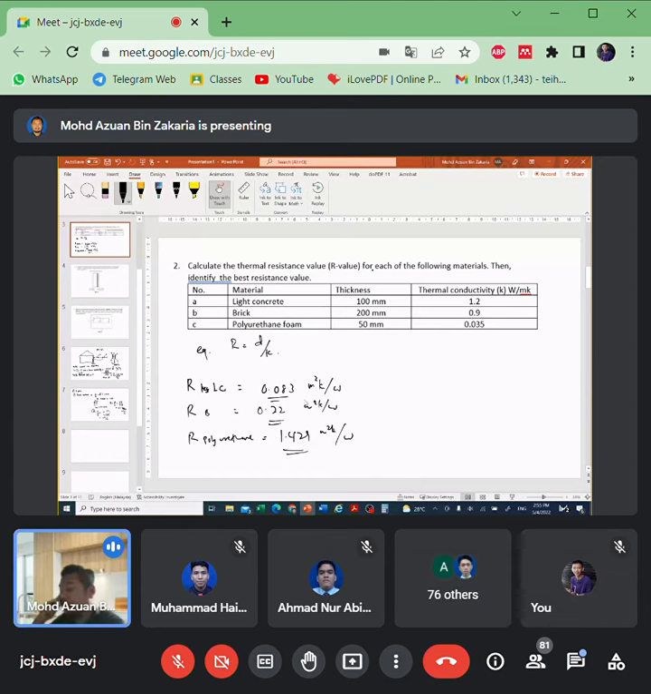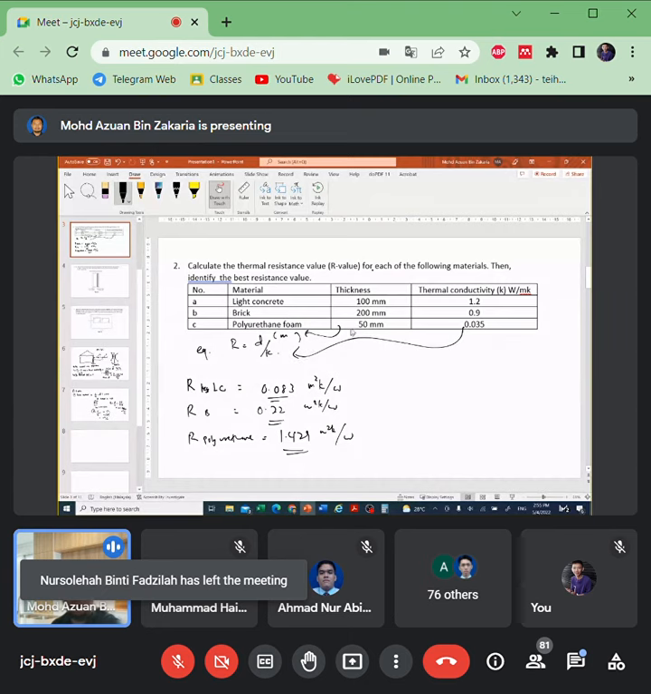How to calculate? Very simple. Just use this equation: R equals D over K. D is thickness in meters, meanwhile K is the K value. Just divide it. So based on this, which one is the best resistant value?